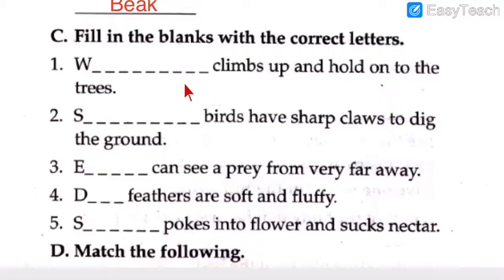W dash climbs up and holds on to the trees. Now obviously this is the name of a bird. W dash climbs up and holds on to the trees. So which bird whose name starts with W does this activity? Anyways, I am going to write the answer here. So the correct answer is woodpecker. If you can see, W is already written, so I have not written W again.